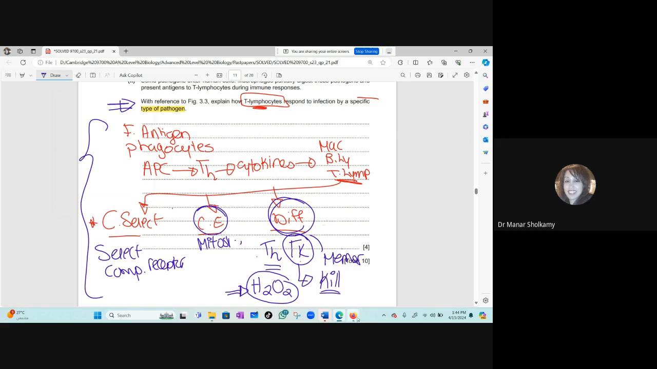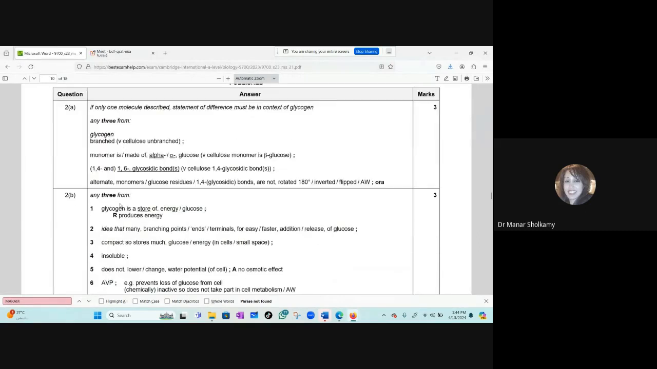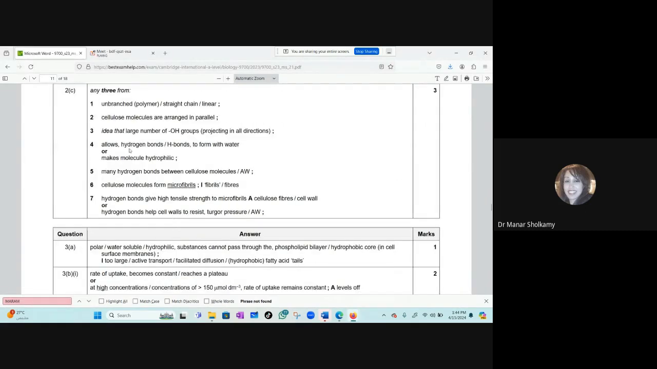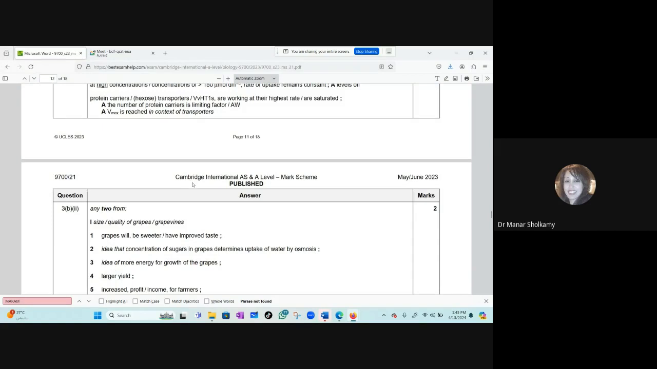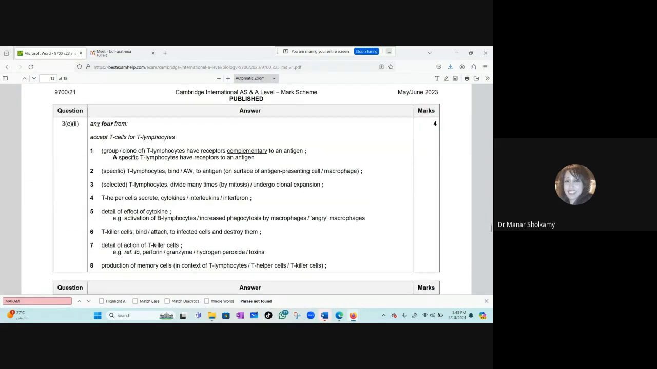Let's look at the mark scheme. I know they're messy. Where are we? This is which number? I think it is 3. Okay. Any 4 from: T cells, or T lymphocytes, the group or clone of T lymphocytes, they have complementary receptors. We said it. Specific T lymphocytes bind to antigen. We said it. Select T lymphocytes divide many times, undergo clonal expansion. We said it.